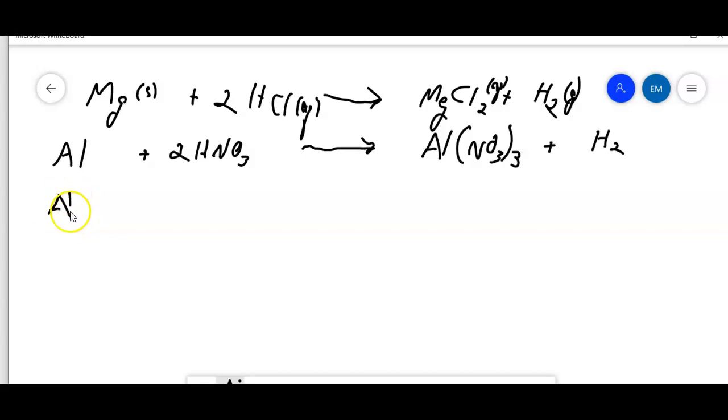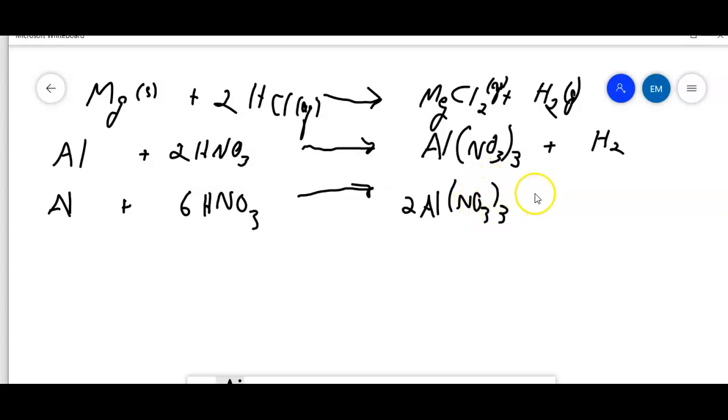We have aluminum plus 6 HNO3 goes to, and we're going to have 2 aluminums. And now we have to balance these hydrogens again. Remember, we had 2 here. Now we have 6 hydrogens, but that's easy. We just have 3 H2.